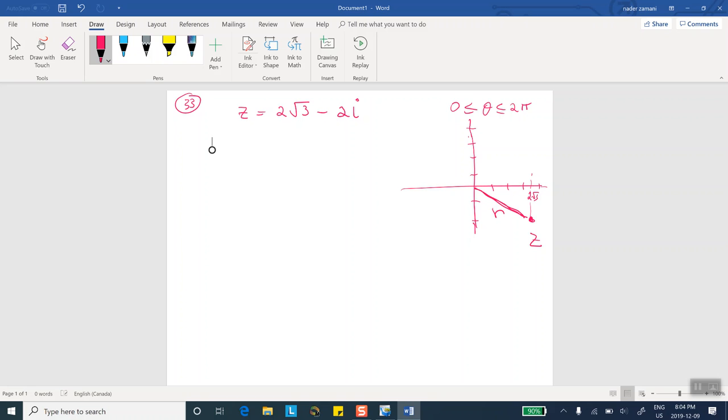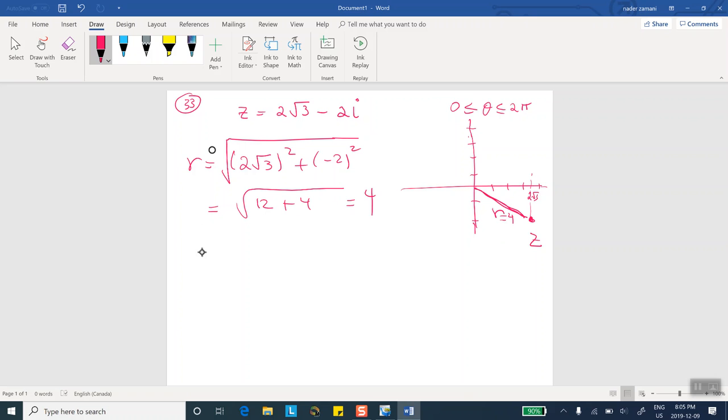There is your modulus. So the modulus is basically that hypotenuse, which is, let me write that out, square root of (2 root 3) squared plus, sorry, plus (minus 2) squared. And this is equal to the root of, okay, so this is 4 times 3 is 12, plus 4, oh, that's 4, that's nice, root of 16. So r is equal to 4, very good.